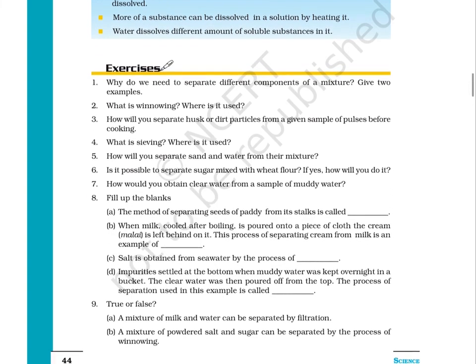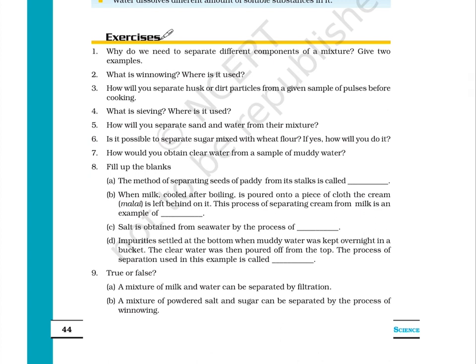Exercises. 1. Why do we need to separate different components of a mixture? Give 2 examples. 2. What is winnowing? Where is it used? 3. How will you separate husk or dirt particles from a given sample of pulses before cooking? 4. What is sieving? Where is it used? 5. How will you separate sand and water from their mixture? 6. Is it possible to separate sugar mixed with wheat flour? If yes, how will you do it? 7. How would you obtain clear water from a sample of muddy water?